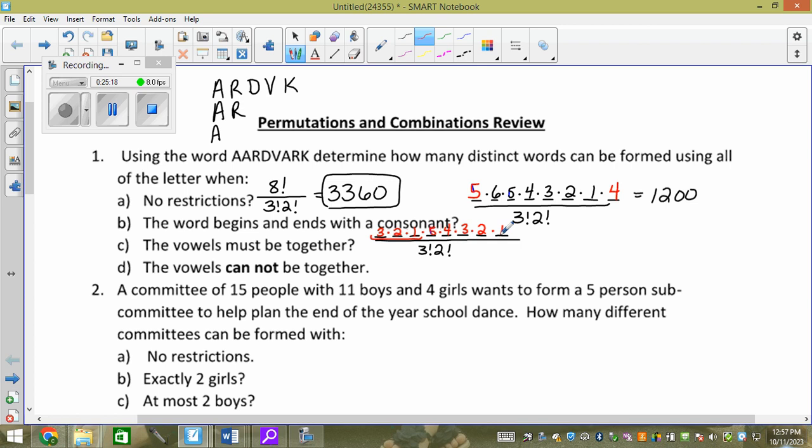Then multiply by what? 6. Always one more than the hooked together numbers. And why is that? Because those 3 vowels can move in front, between the 5, 4, 3, 2, 1, and back. So that's 6 other cases. So it's going to be 360.